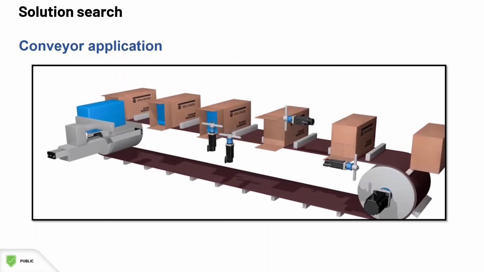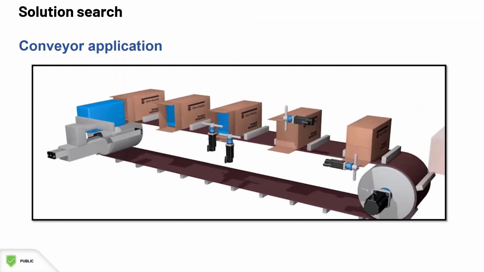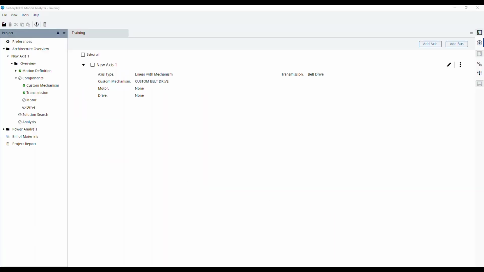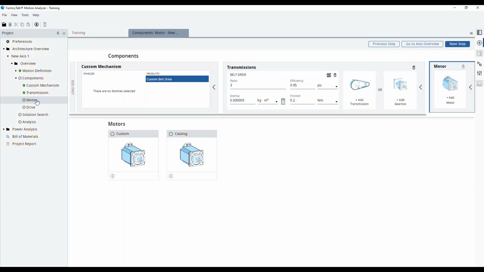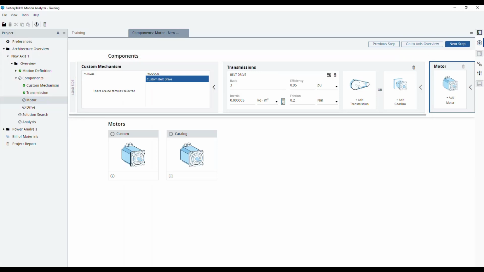Now let's go back to FTMA to search and select a motor and drive combination that fits the conveyor application we've been working on. First off, let's go to our project tree and double-click the motor section. The Components tab will open, showing the components we had already added in the previous training modules. On the bottom half of the page, we can see the motor options we can choose from. We can either add a custom induction motor or select a motor from the catalog. Let's select a motor family from the catalog.